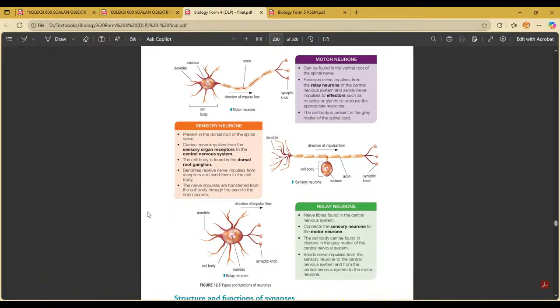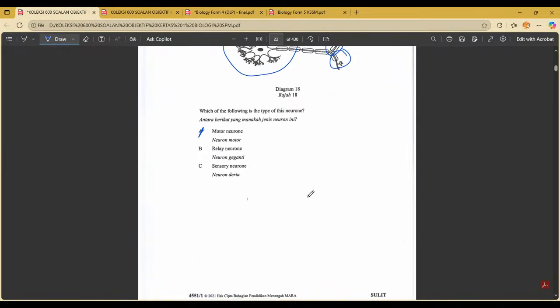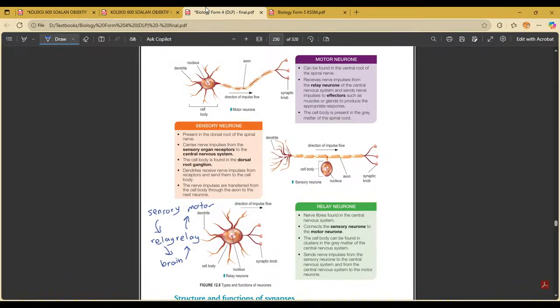From sensory to relay to the brain, I will assume, because it's part of the central nervous system, then goes to the relay again, and then goes towards motor neuron. I guess it makes sense.